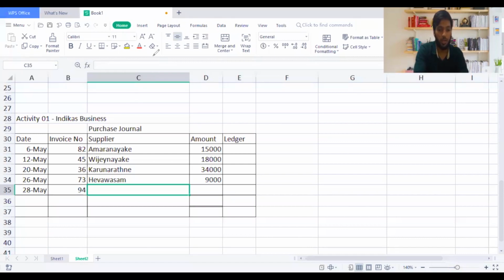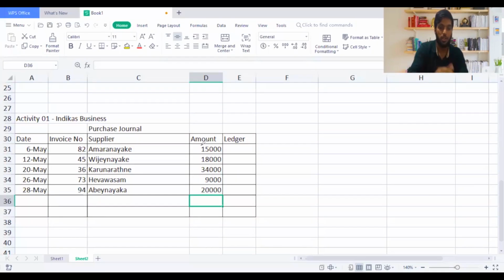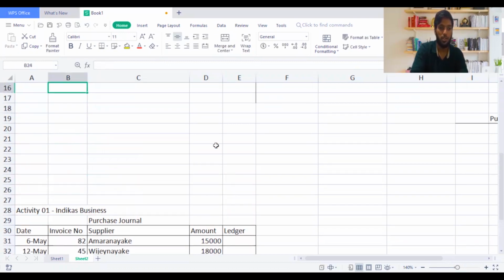What is the value Abhay Nayaka has given? Abhay Nayaka has given 20,000. So I have recorded 20,000 here. I'm going to take the entire total of the business and get the total. What is the value they have given? 15,000 plus 18,000 is 33,000, plus 34,000 is 67,000, plus 9,000 is 76,000, plus 20,000 is, how much? 96,000.